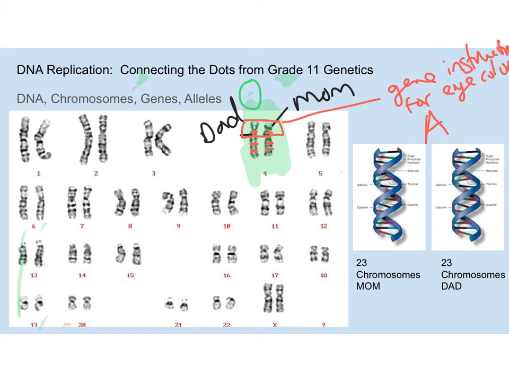Now it could be the same set of instructions as your dad. Maybe it's the exact same set of instructions. Then you'd be considered AA. But maybe it was a different set of instructions. And that's when we use things like A, little a. Okay? And those are what alleles are. Alleles are basically versions of the genes or the different possibility of the instructions that that gene provides.